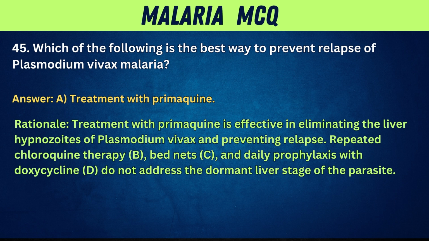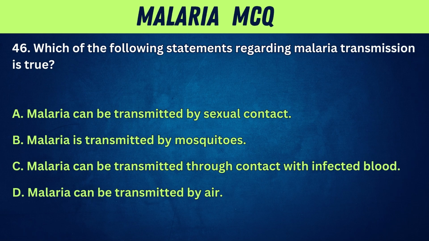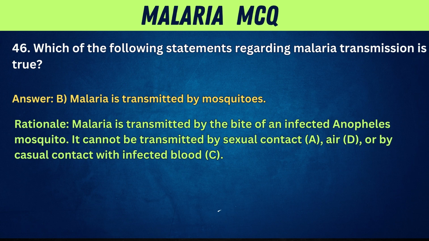of the parasite. 46. Which of the following statements regarding malaria transmission is true? A. Malaria can be transmitted by sexual contact. B. Malaria is transmitted by mosquitoes. C. Malaria can be transmitted through contact with infected blood. D. Malaria can be transmitted by air. Answer: B. Malaria is transmitted by mosquitoes.